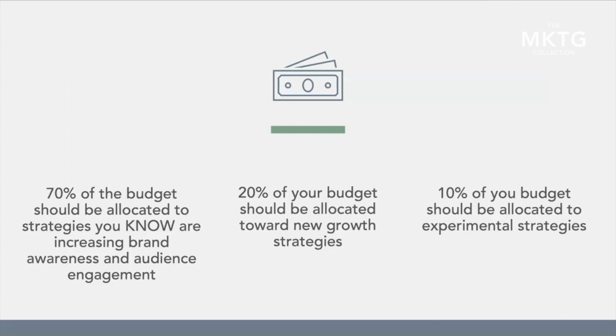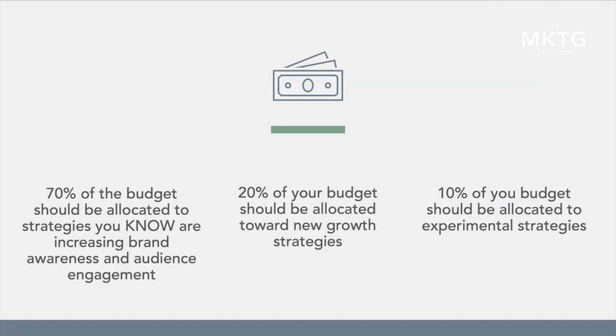But I did find some really cool information recently that I really liked when it came to marketing budgets. And it suggested that 70% of your budget should be allocated to strategies you know are increasing brand awareness and audience engagement. And this could be anything from your MailChimp subscription, because you know that email campaigns are working for you. You are able to communicate and engage with your audience very well.